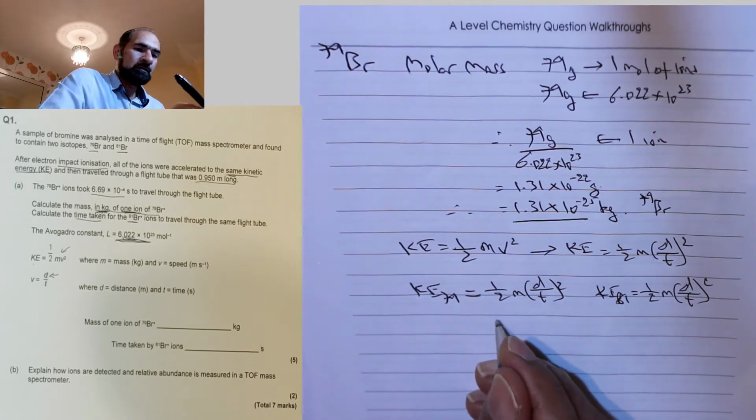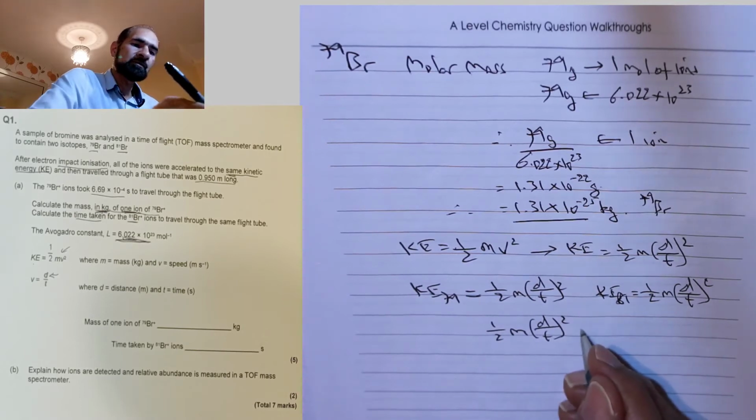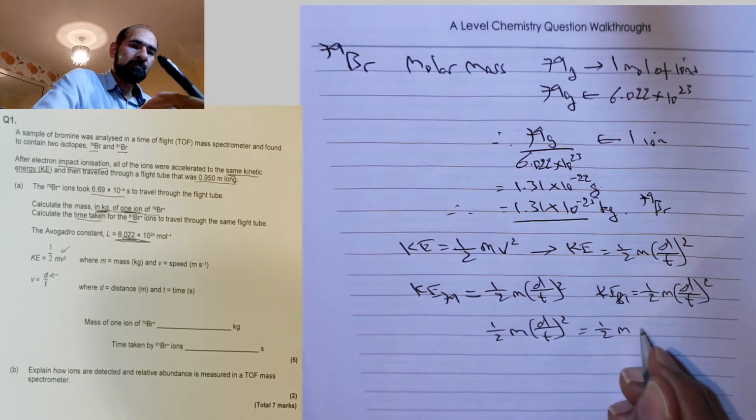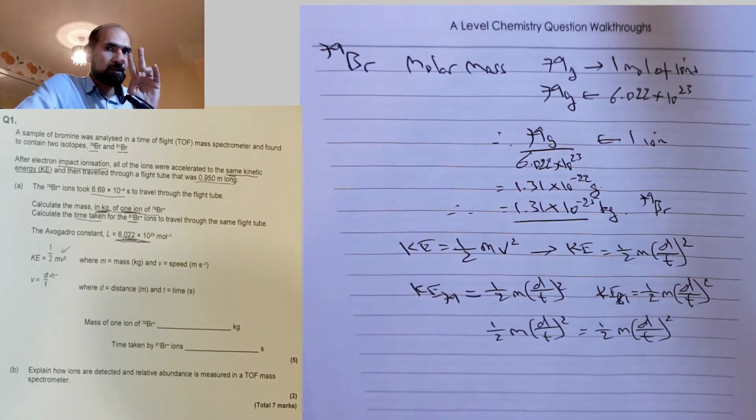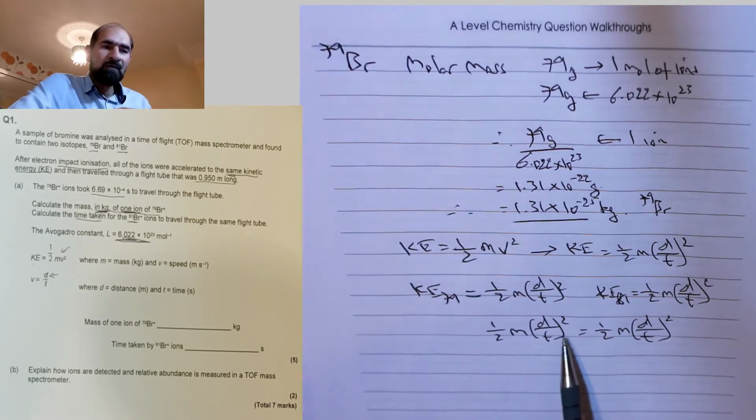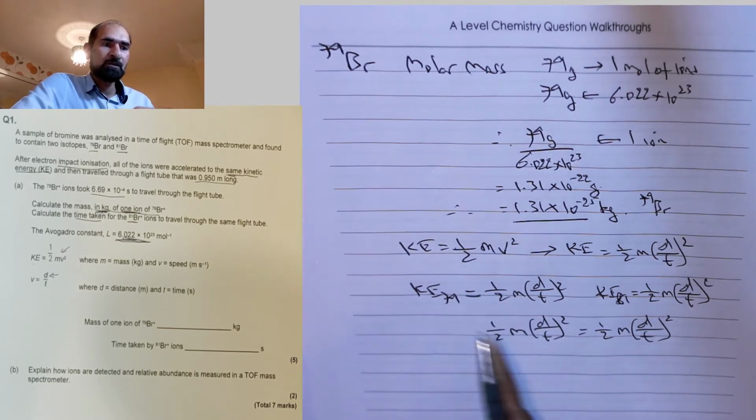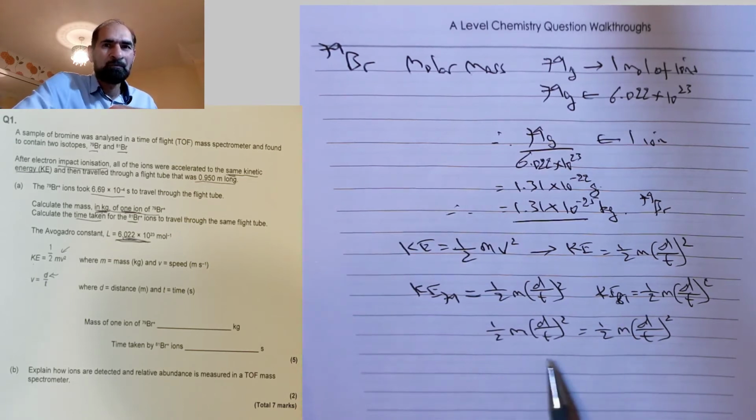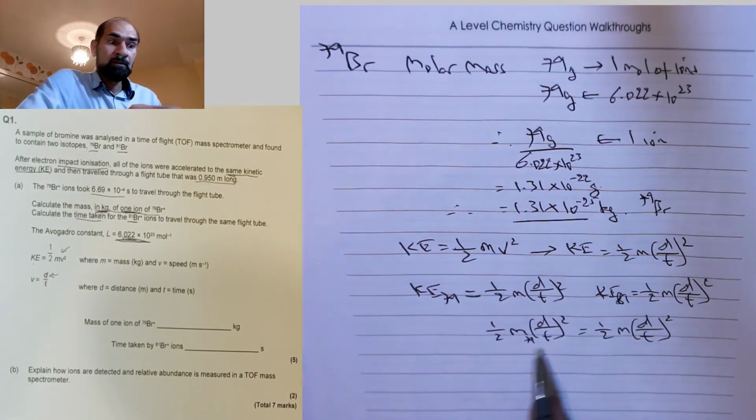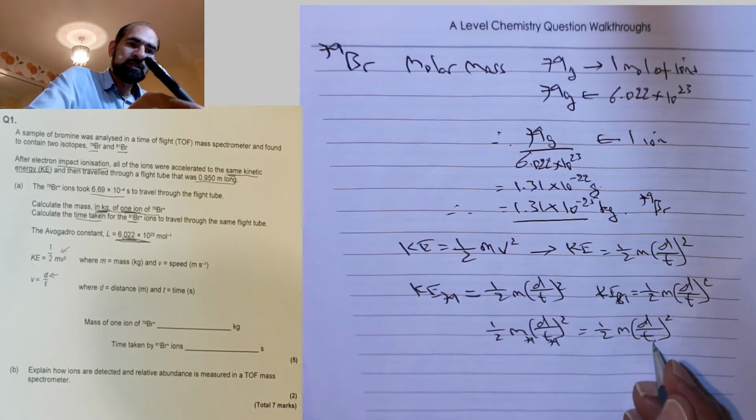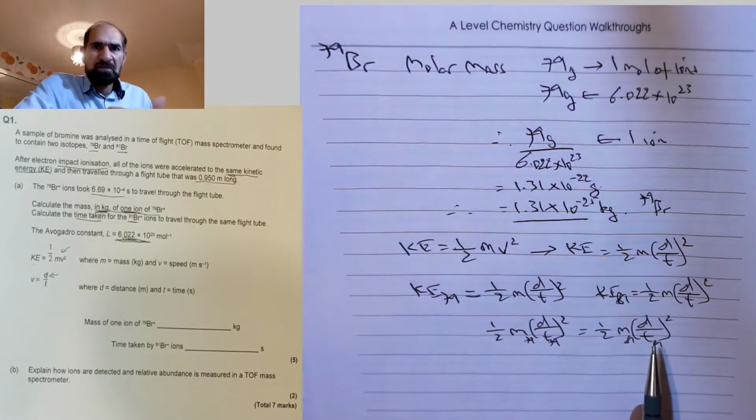Watch this now. Half m, d over t, squared, equals that energy, half m, d over t, squared. Before I go any further, two things I need to realize. This belongs to the 79 bromine ion isotope, and this belongs to the 81. So this mass belongs to 79, this mass belongs to 81. I've got to label it somehow. So I'm going to say this is M79, and of course the time taken is for the 79. This time taken is for the 81, and of course this mass is 81. The distance is the same for both of them, so I don't need to label it.